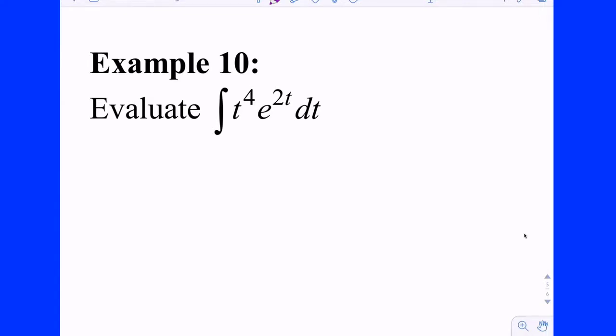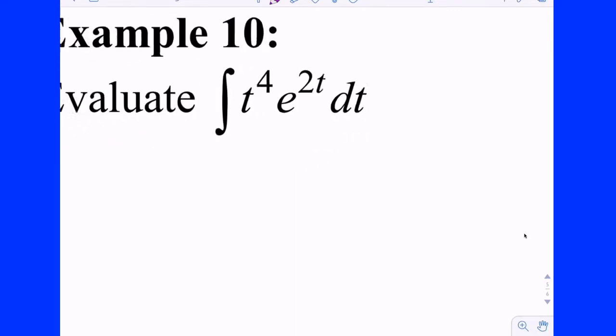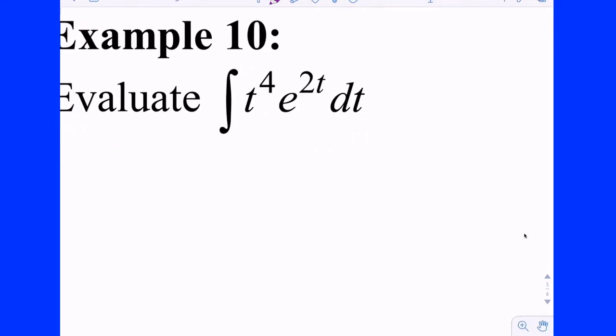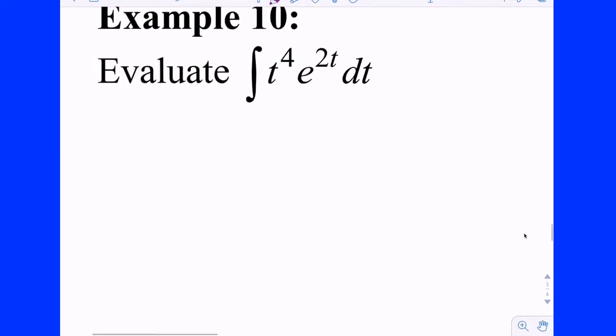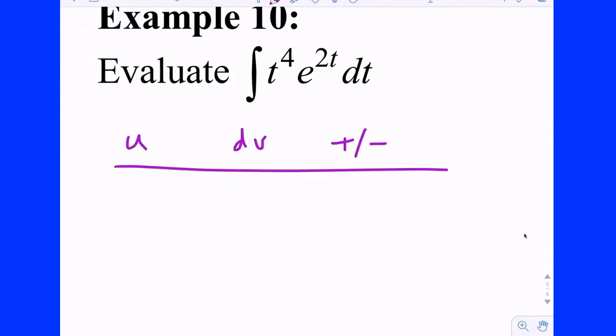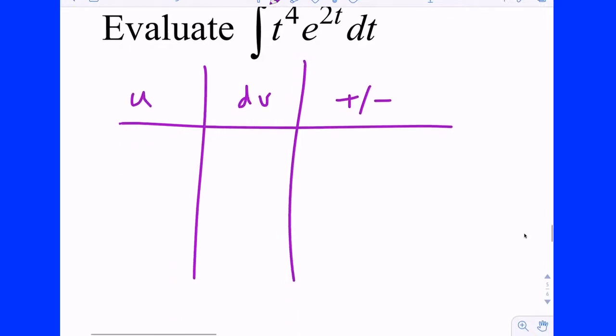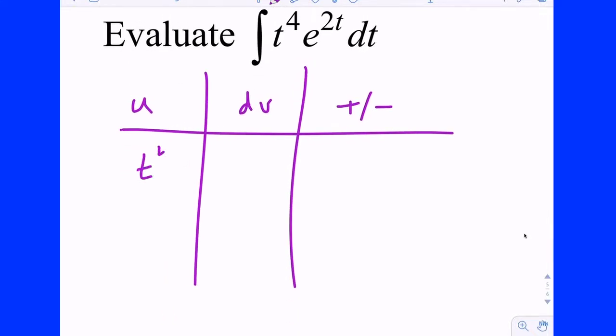What's the method of choice here? Integration by guess and check? Trial and error? By parts. Very good. What are you going to call u? T to the 4th. You want to use the Zorro method? Probably not, because it's going to require 4 nested. That's no way, no how. So let's go to the tabular method. U, dv, plus minus. And let u equal t to the 4th.